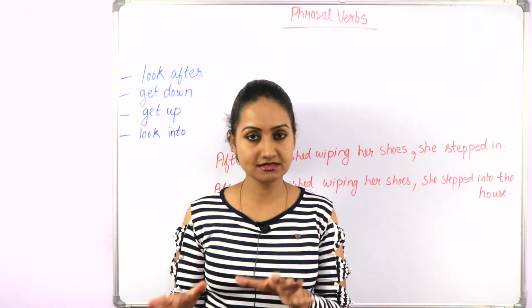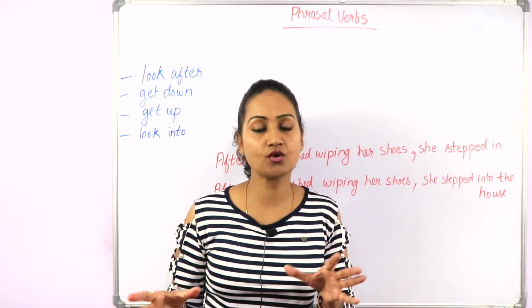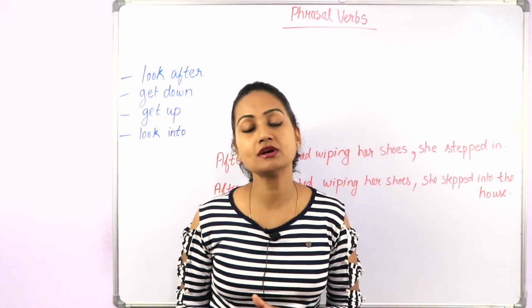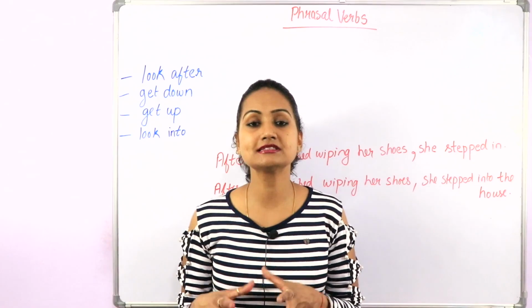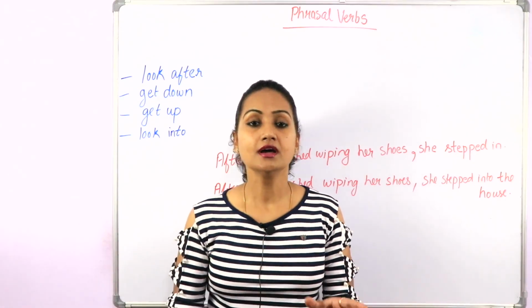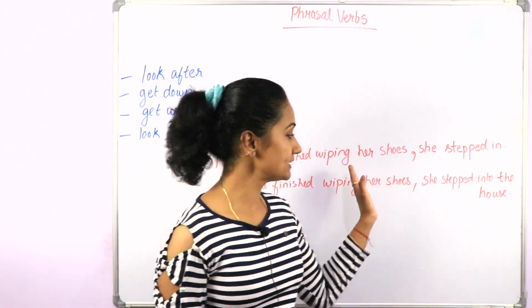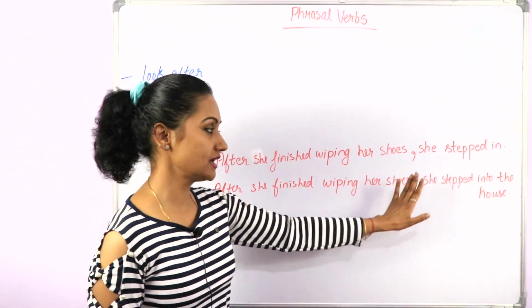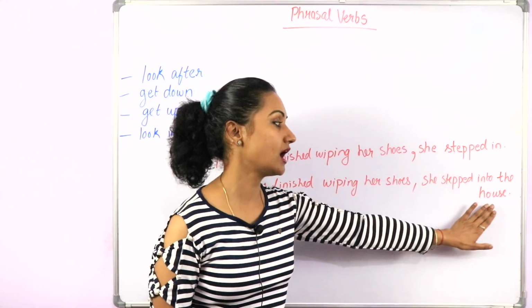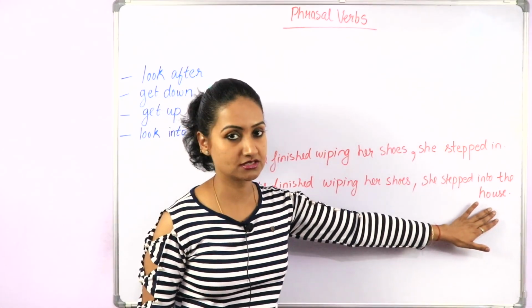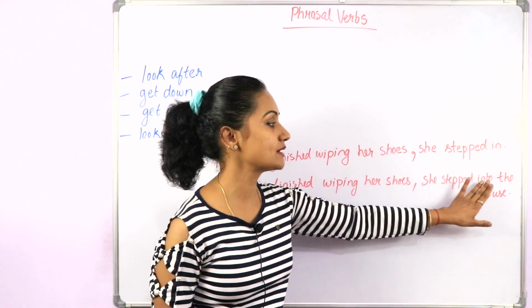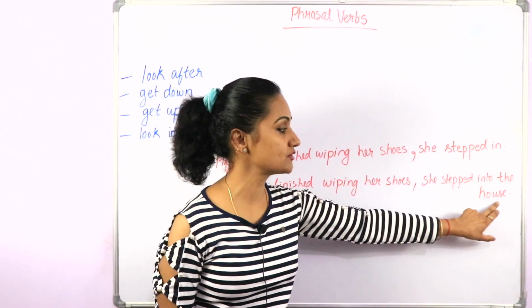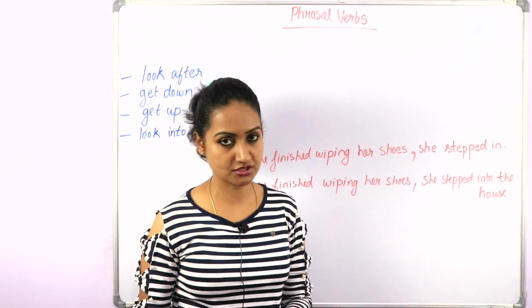Now adverb particles are like in, on, out, with, etc. But why are they called adverb particles? Because they give information about the verb. Now look at these two sentences. After she finished wiping her shoes, she stepped into the house. So here we have an object. She stepped where? She stepped into the house. So the preposition is coming with an object. That's why it is called a preposition.